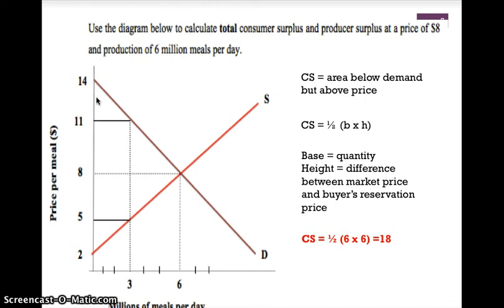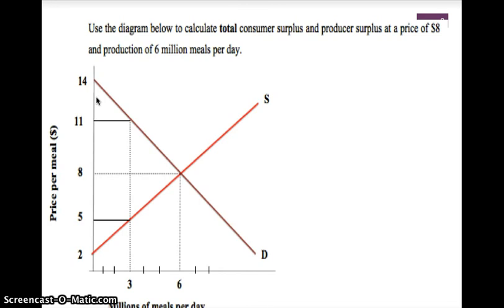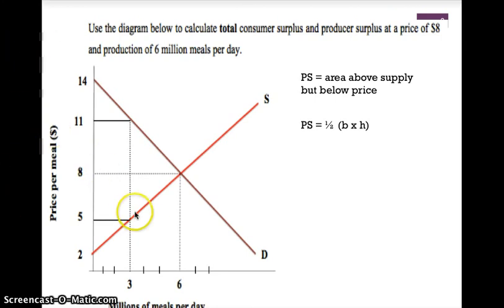Let's try the same for the producer surplus. Now remember, the producer surplus is the area above the supply curve but below price. What price? The market price of $8. So it's the area above the supply curve but below the $8 market price. To find the producer surplus, we have to find the area of this right angle triangle. The area of a right angle triangle is half base times height. What is the base? The base would be the equilibrium quantity. The base would be 6 million.